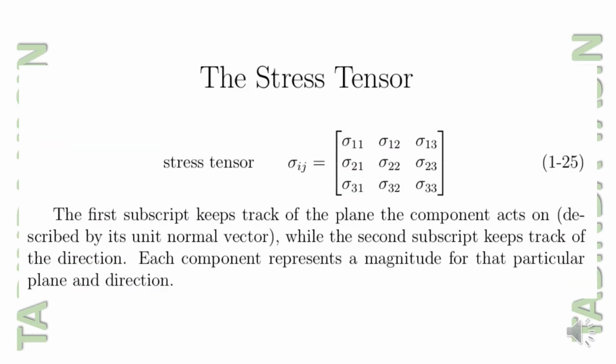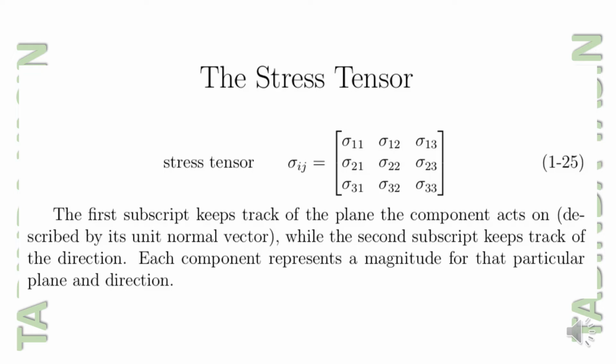Now, to understand the tensor, we have to start with the stress tensor. As we know, the stress tensor is written as sigma ij, equal to the matrix of sigma 11, sigma 12, sigma 13, sigma 21, sigma 22, sigma 23, sigma 31, sigma 32, and sigma 33.